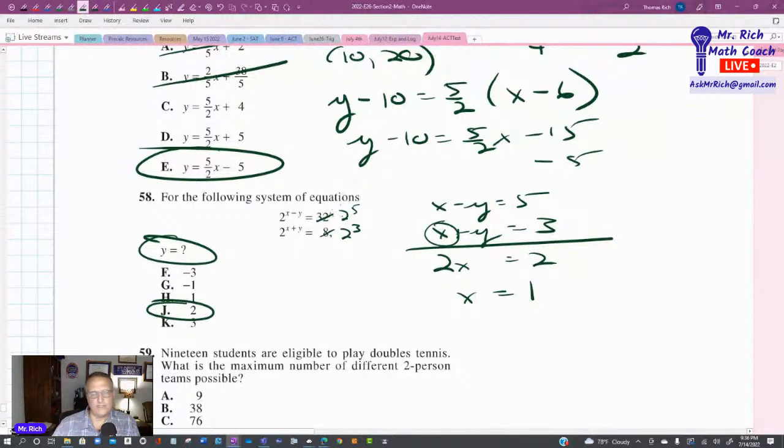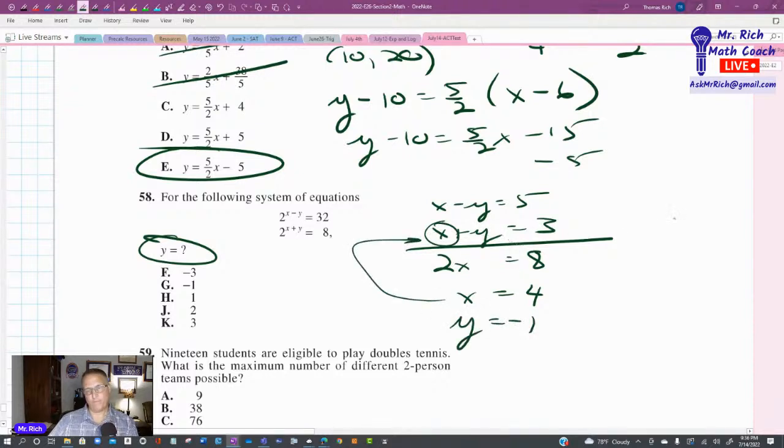Now, if that's true, let's make sure. That does not look right. 2x is equal to 8. X is equal to 4 when I add those together. So if x is 4, y is negative 1, by plugging that back into that equation and subtracting 4 on both sides, I get y is equal to negative 1. So that would be G.